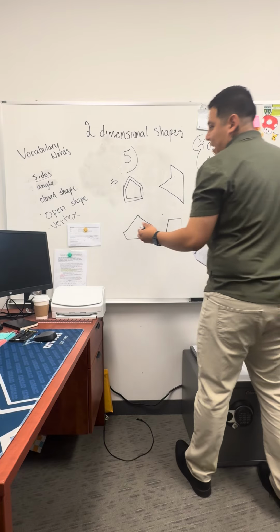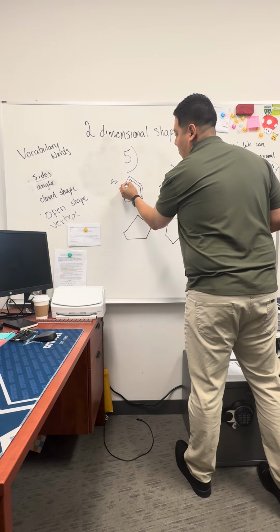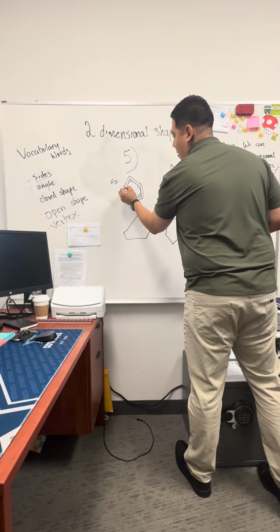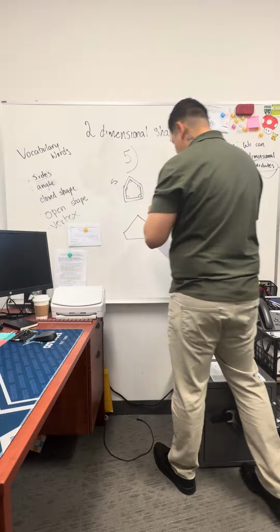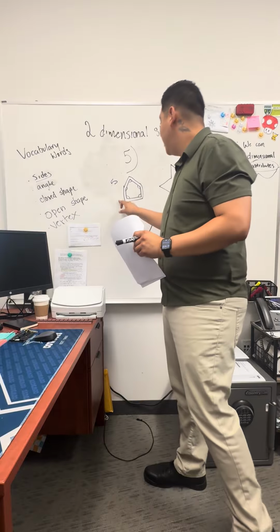How many angles does it have? Let's count where our lines meet. 1, 2, 3, 4, 5. Again, 5 angles, which in return means we also have 5 vertices, right?